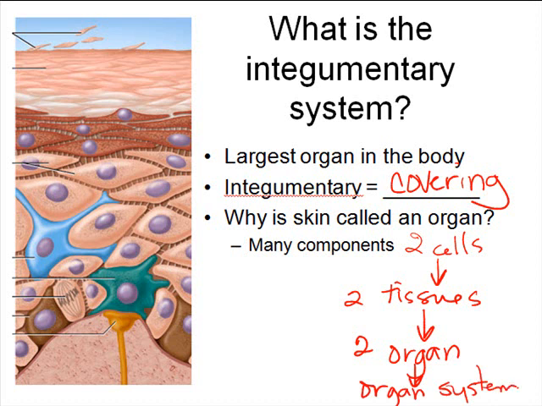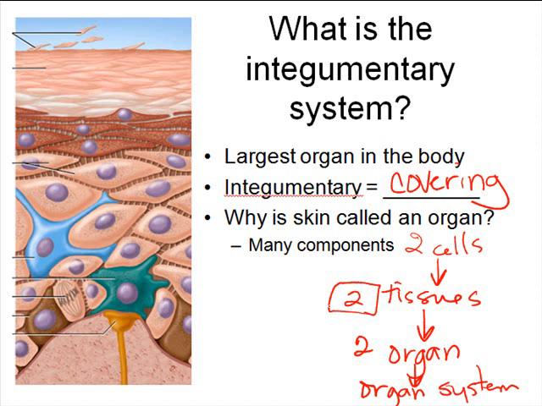So the integument is indeed an organ. It actually contains all four types of tissue. You find epithelial tissue in the integument. You find connective tissue there. You find nervous tissue there. And you find muscle tissue there. So it meets our definition of an organ. And because it contains multiple parts that we're going to talk about in a little bit, it's its own organ system.